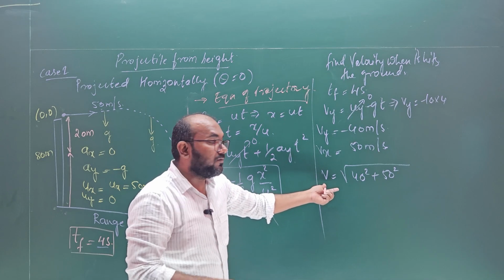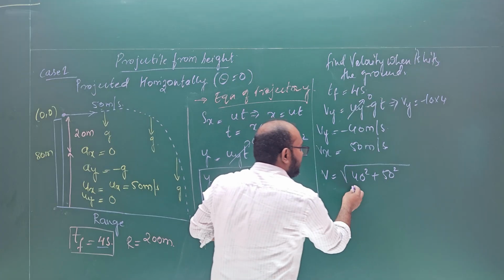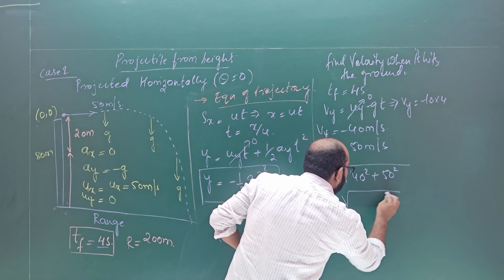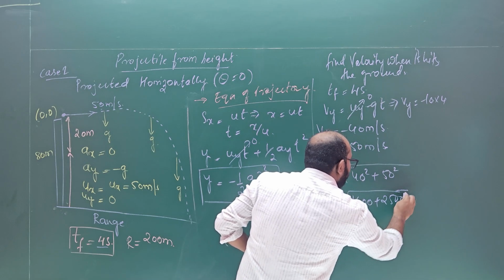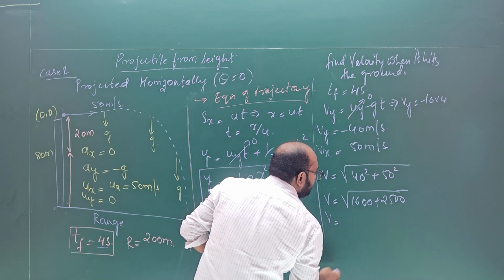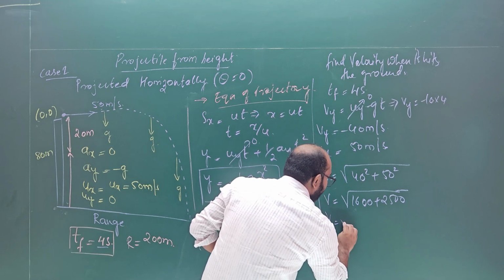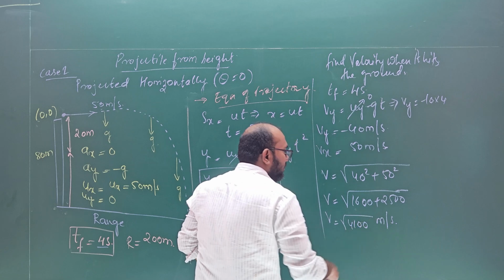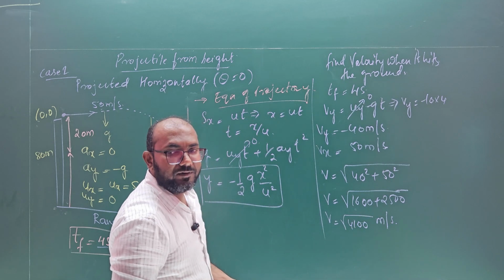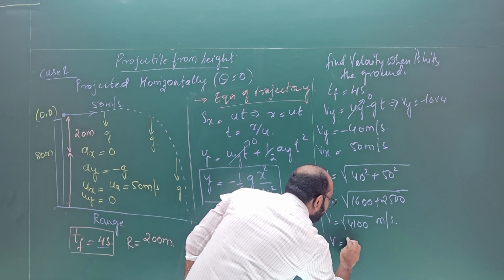We can also calculate what the velocity will be if you substitute and calculate. So V is nothing but under the root of 1600 plus 2500, and this is nothing but V equals under the root of 4100 meter per second. Okay, or can I say 10 root 41? It won't simplify any further. So V is nothing but 10 root 41.